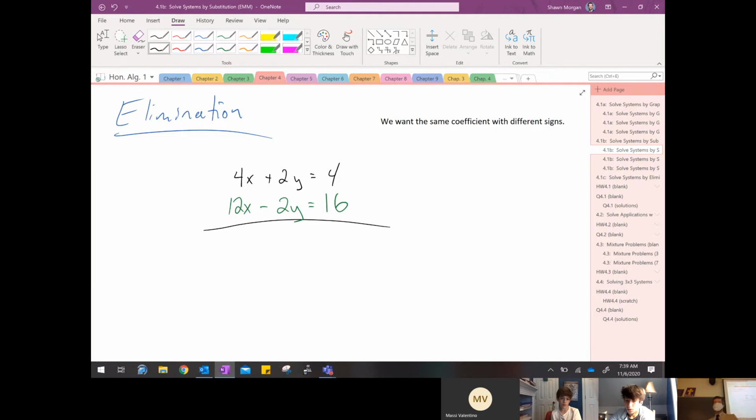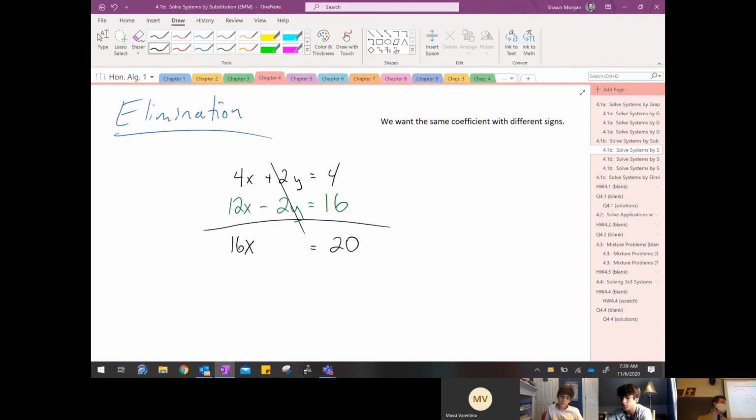We've got it lined up in nice, neat fashion, where my x's are all in a column, my y's are all in a column, my constants are all in a column. So let's tally things up. What's 4x and 12x? 16x. What's 2y and negative 2y? That's the elimination. We have eliminated one of the variables. What's 16 and 4, by the way? We've taken it from a 2 by 2 system and brought it down to a 1 by 1.